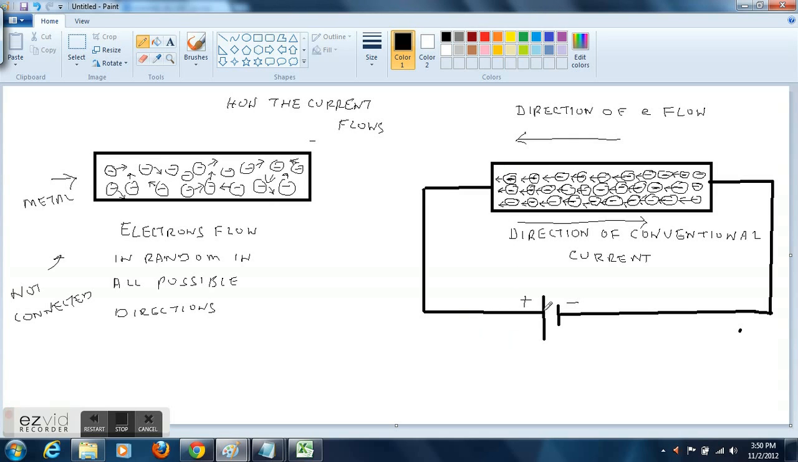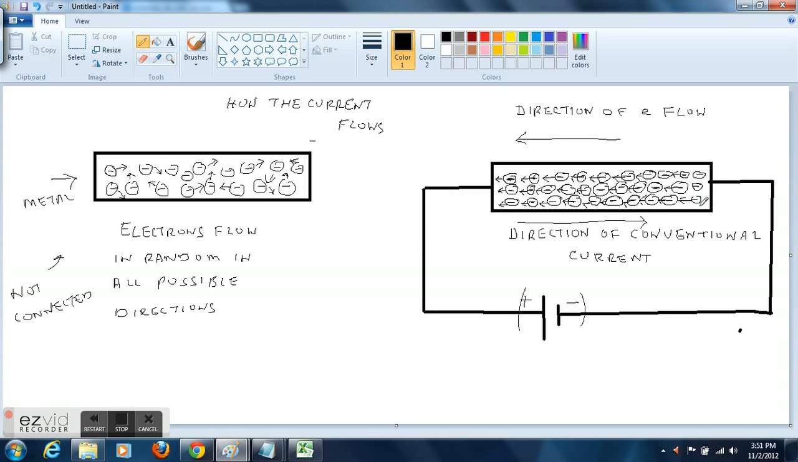But when it is connected to an external power source like a battery, then electrons will be completely aligned. All the electrons will be aligned and they will all be moving towards the positive electrode. So that makes the flow of current possible.